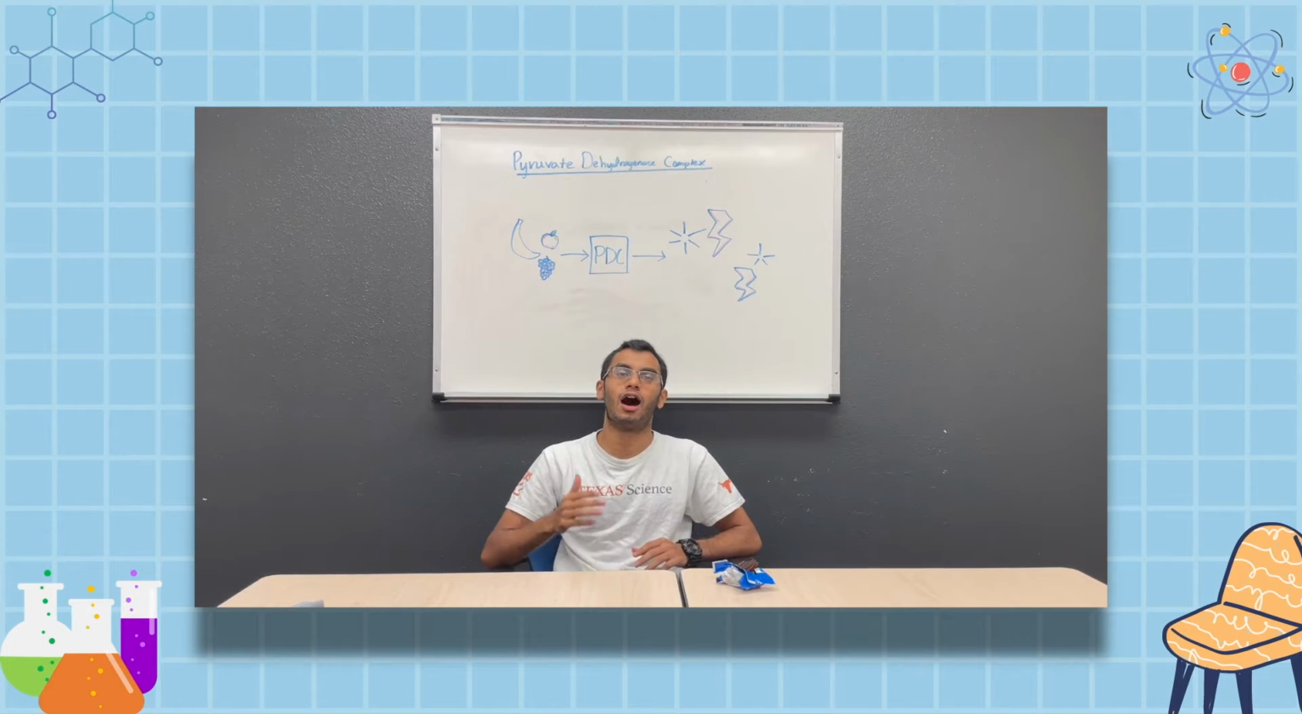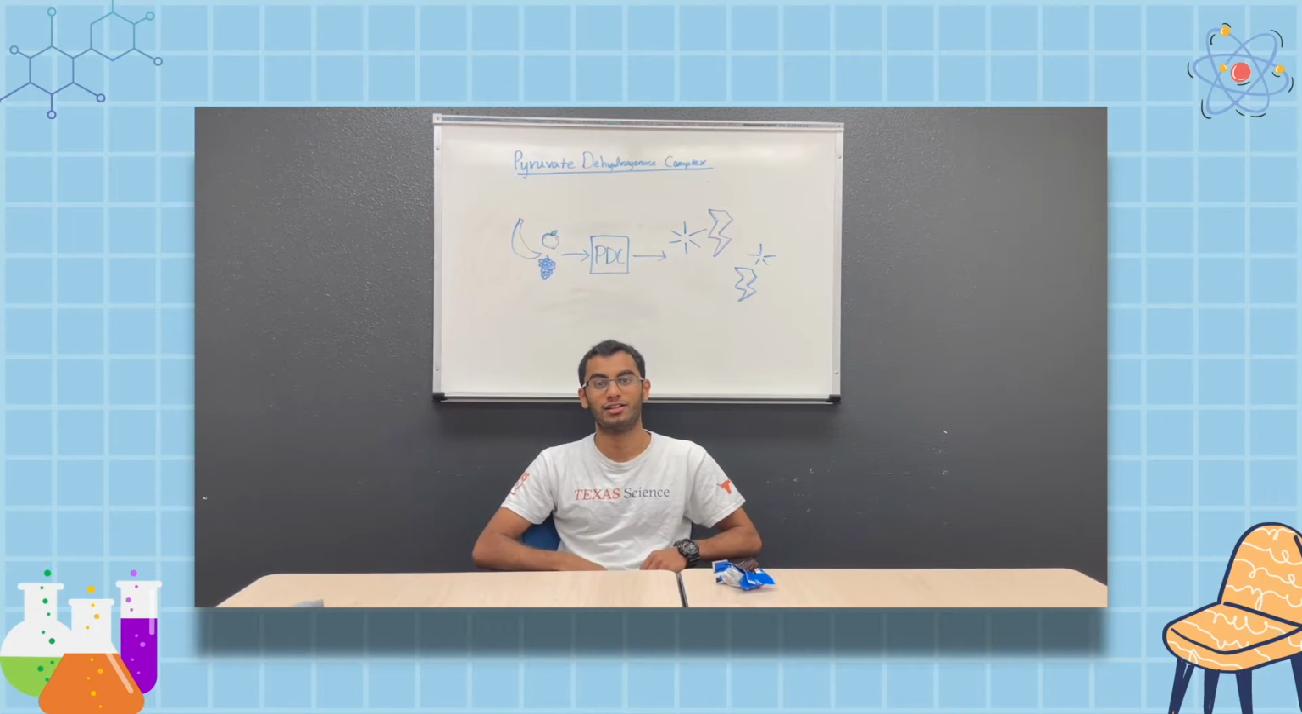Have you ever wondered how the food that we eat gets converted into energy? Well, there's this one molecular machine called the Pyruvate Dehydrogenase complex, or PDC for short. Let's dive on into that.